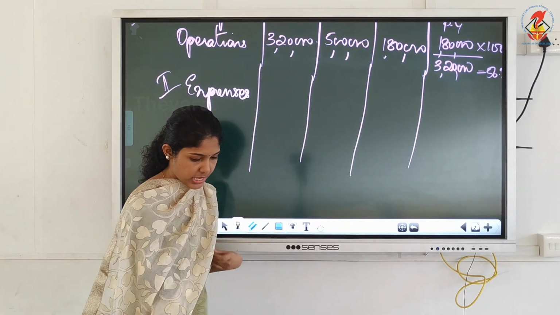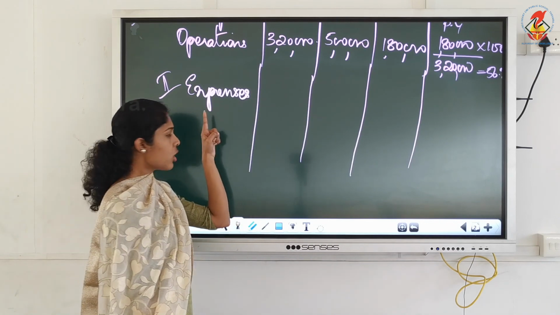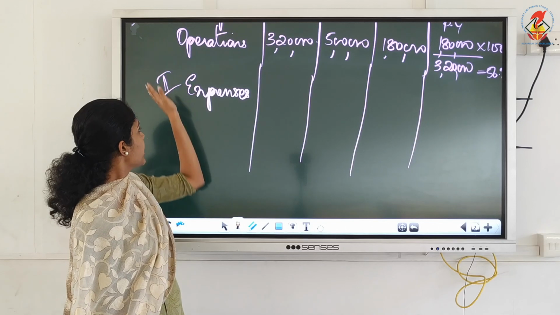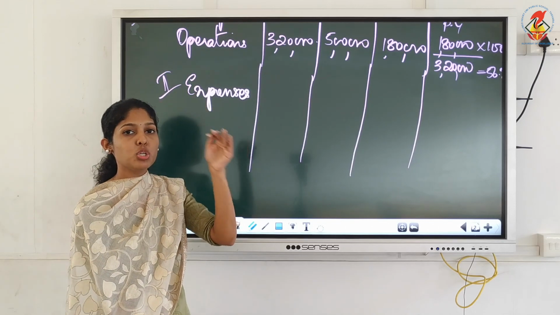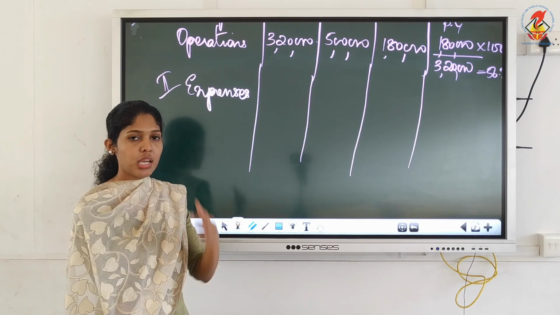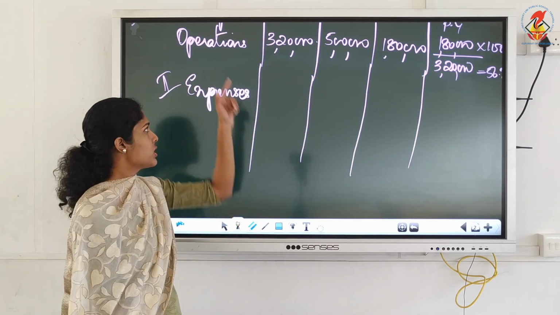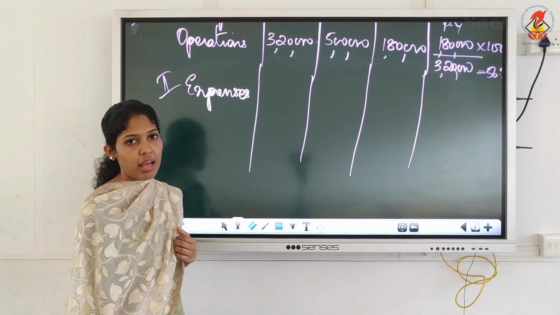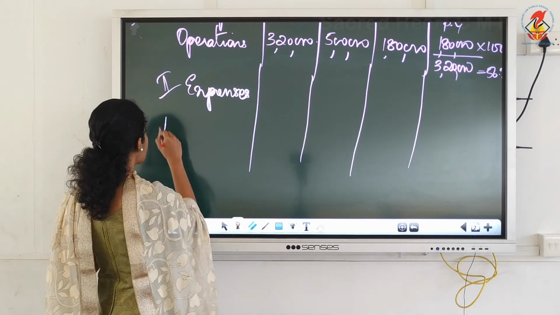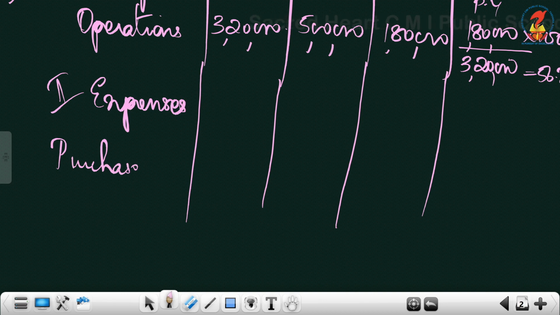Then expenses section. So in your question they haven't written a heading like expenses, they haven't given numbers like this, but you should write in the actual format. So when you do the answer, the actual format must be followed. We should have a revenue section, we should have an expense section also. Under expenses we have to write, that's why I asked you to learn the format.